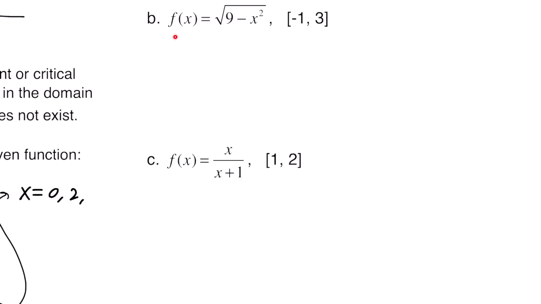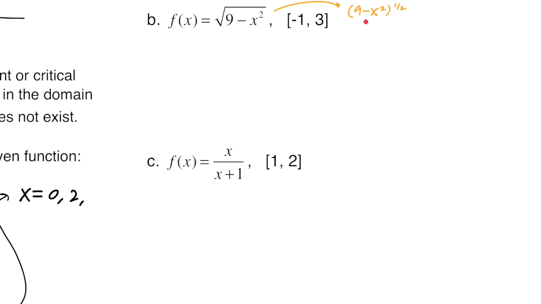For part B, we have f of x equals the square root of 9 minus x squared, and the interval is -1 to 3. So first we're going to start by taking the derivative. And to take the derivative, I want to think of this as quantity to the 1/2. So using the chain rule, here's our derivative. Next, this -2 and this +2 are going to reduce, and you end up getting -x over the square root of 9 minus x squared.